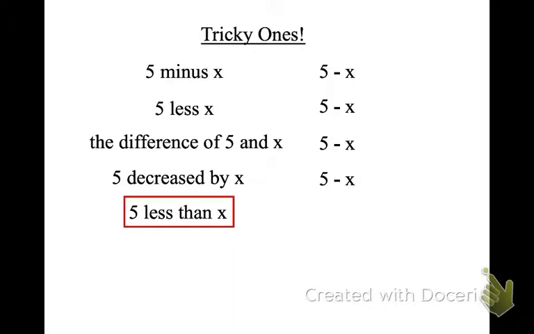5 less than x. How about Aton? It'll be x minus 5. X minus 5. That's that backward word. So this is x minus 5 because we have the less than. And x comes over here. The 5 comes over here. And it's minus. Okay. Questions?